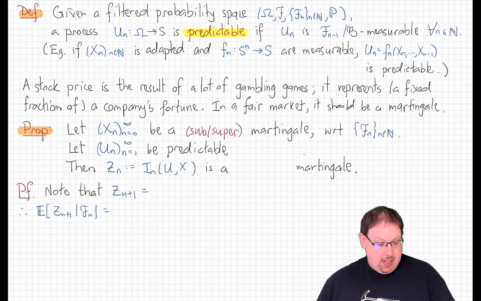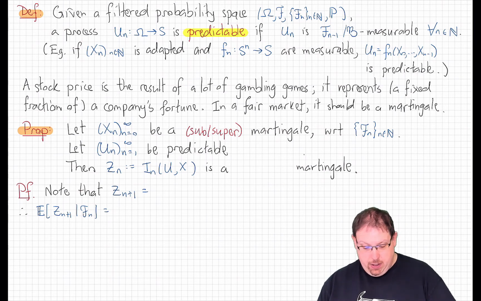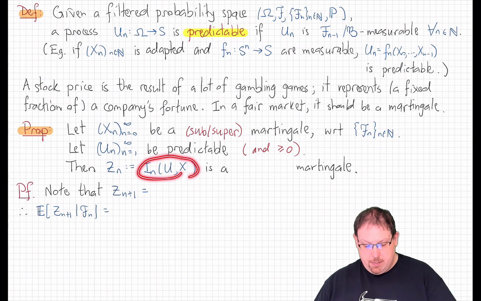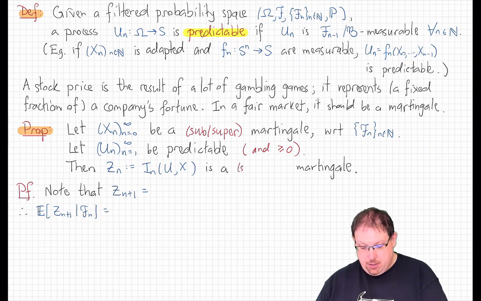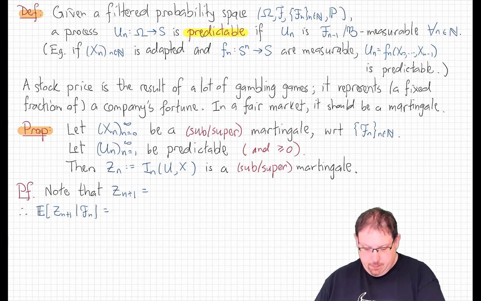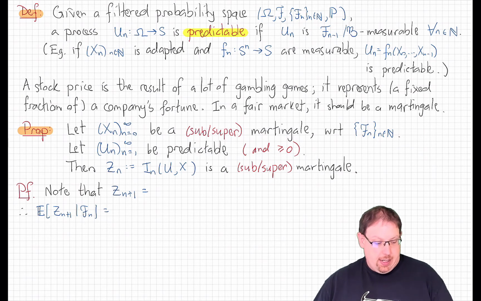If we then have a predictable process U, and in the case where we only know that X_n is a sub or super martingale, we better assume also that U is greater than or equal to 0, then this process Z_n, which describes our amount of profit or loss at time n, which is this discrete stochastic integral, is also a martingale. We're building a martingale from this martingale here using this predictable process. That's in the case where X_n is a martingale. If X_n is a sub-martingale, then Z_n is also a sub-martingale, and if X_n is a super-martingale, then Z_n is a super-martingale. Again, that requires the assumption that U_n is non-negative for those second two statements. The proof is very straightforward.